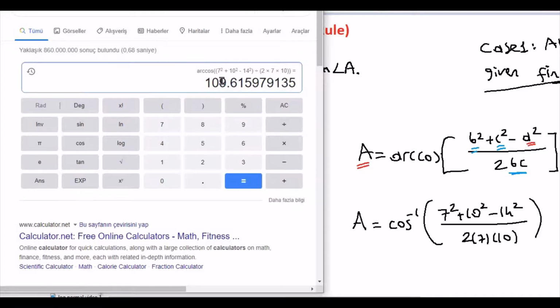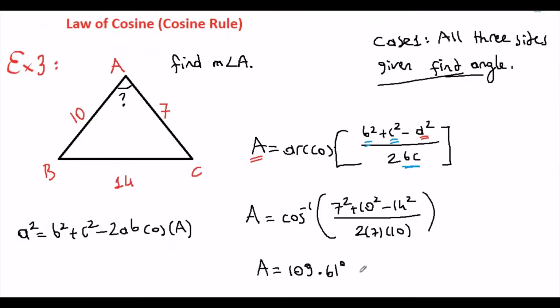So our angle is 109.61. To the nearest tenth it will be 109.6, and to the nearest whole number it will be 110 degrees. So depending on what the problem is looking for, you can pick one of them. So our angle measure A to the nearest whole degree is 110 degrees.